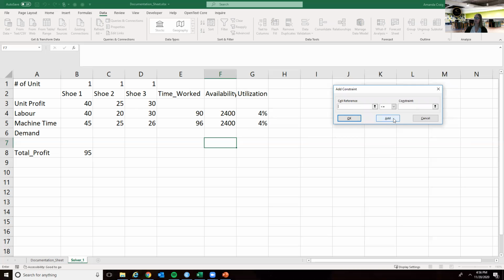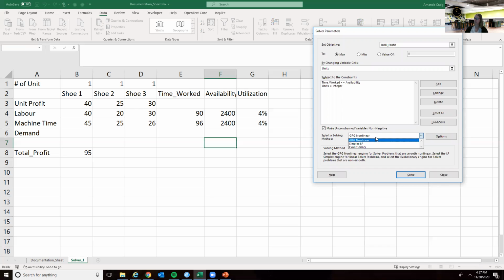And then the next thing that I want to do is make sure that my units, which again are these 3 cells up here that I'm going to change, are integers. So if you look in the drop down here, there's a less than or equal to, greater than or equal to. We're looking for the int. And then I'm going to press OK.